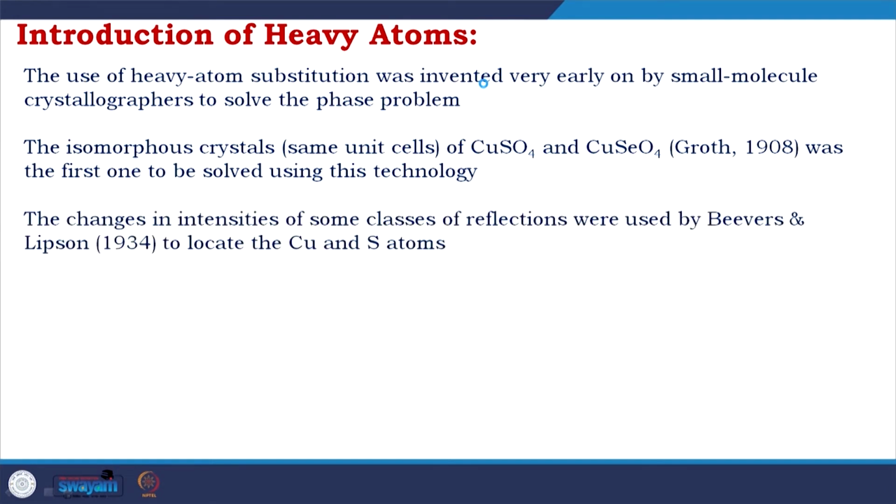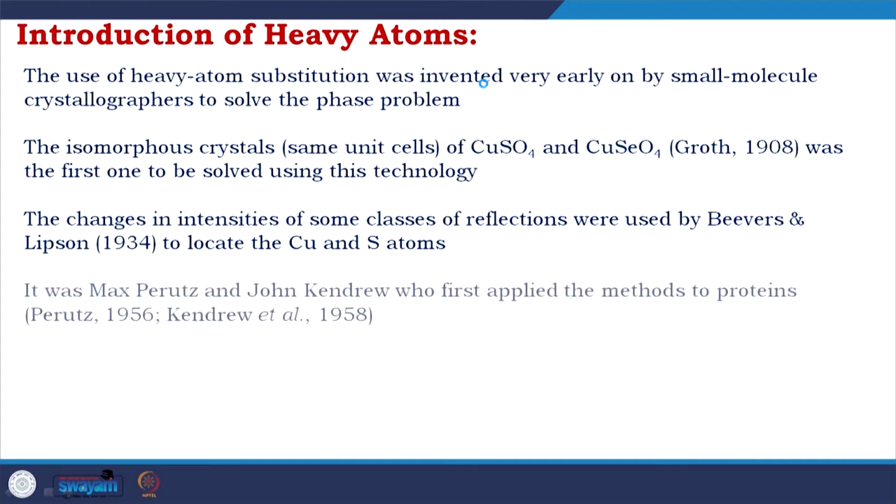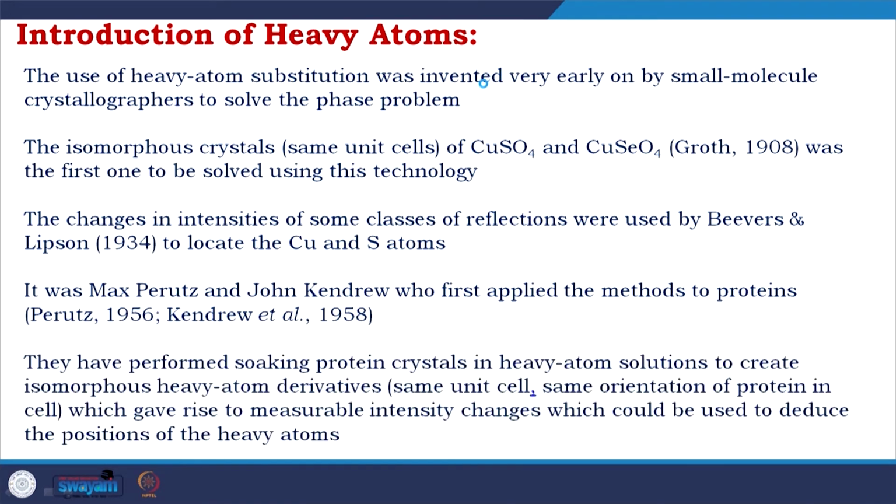The changes in intensities of some classes of reflection were used by Beevers and Lipson to locate the copper and sulfur atoms. It was Max Perutz and John Kendrew who first applied the methods to proteins, Perutz in 1956 and Kendrew in 1958, and I hope that you remember while we started crystallography, we talked about these two guys who solved the first protein crystals. They performed soaking of protein crystals in heavy atom solutions to create isomorphous heavy atom derivatives, same unit cell, same orientation of protein in cell, which give rise to measurable intensity changes which could be used to deduce the position of the heavy atoms.